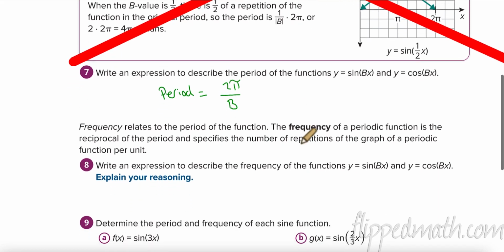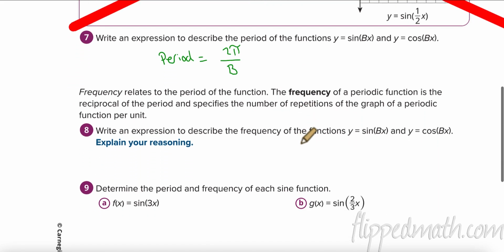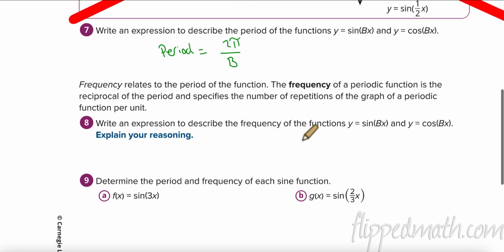All right. Down here it talks about frequency. Frequency is the inverse, the reciprocal of the period. So the frequency would just be this. Frequency equals b over 2 pi. So whatever I get from my period, I just have to find the reciprocal, okay?